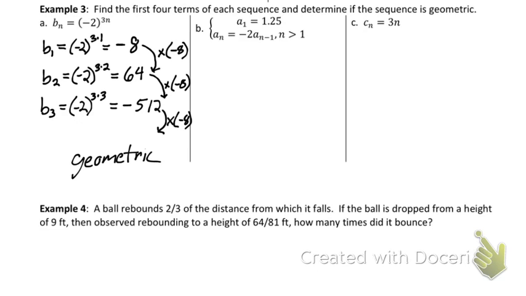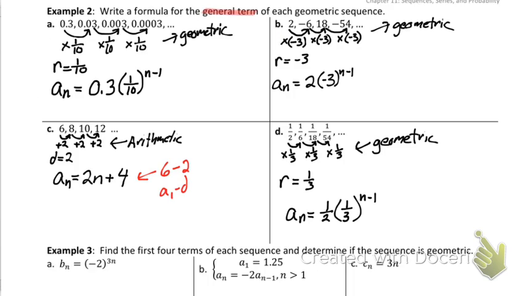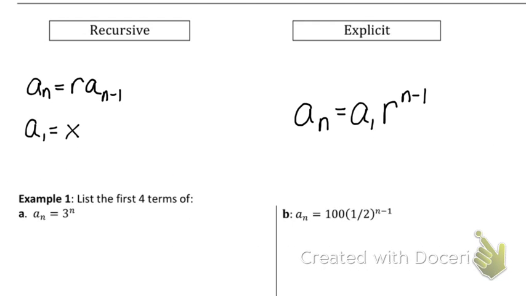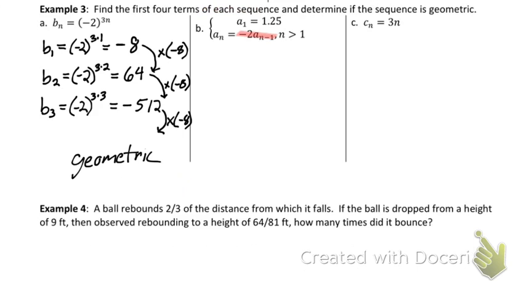Okay, for our next one, our first term is 1.25. I'm not even going to do this one. I'm just going to note this right here. You can plug in numbers. I'm going to notice it says negative 2 times a sub n minus 1. Well, we already said our recursive formula is our rate times the term before it. So the term I want equals our ratio times the term before it. Well, that's the exact setup here, so that has to be geometric.